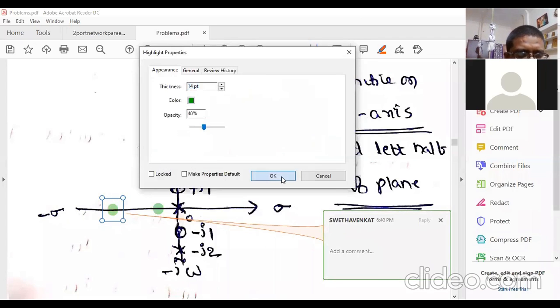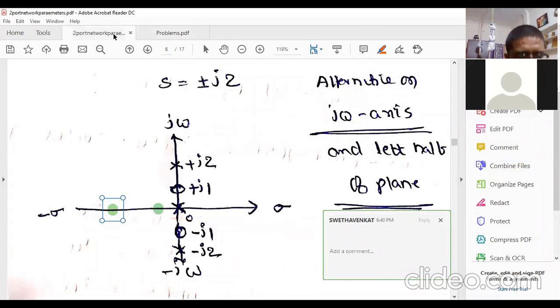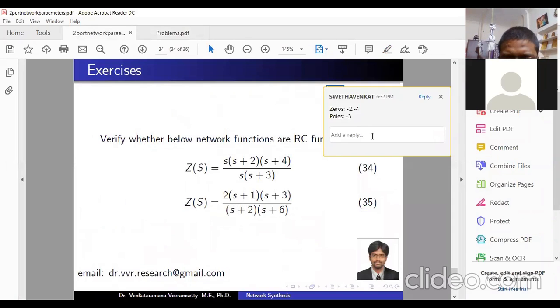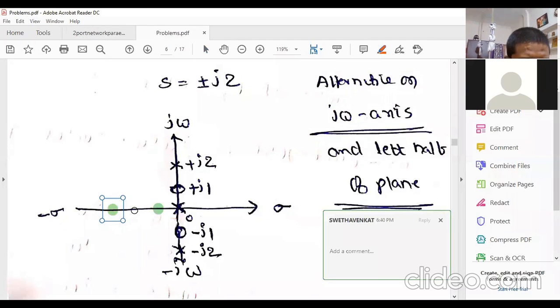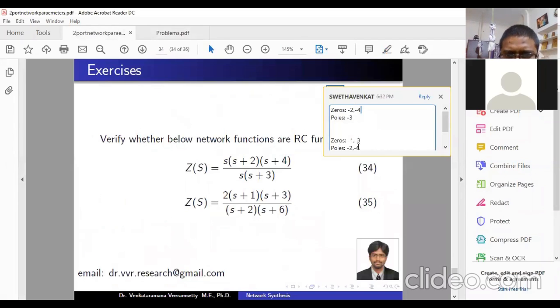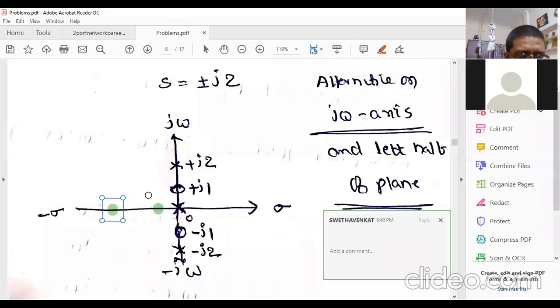And what are the poles? Poles are minus 2 and minus 6. Minus 2 will be located somewhere here, because the zeros are minus 1 and minus 3, so definitely minus 2 is between these two zeros. So this is the minus 2. And minus 6 is located further somewhere here. This is the minus 6.